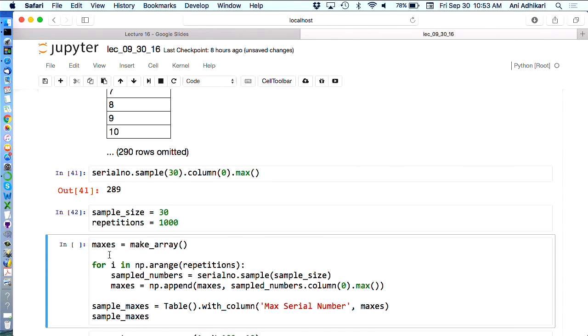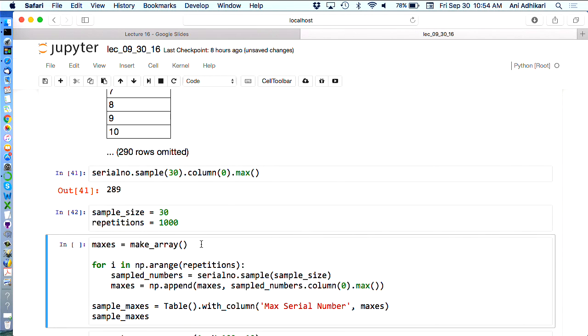Okay, we start with an empty array of the maximums. We will 1,000 times do the following. Take our serial number table, sample 30 times. Stick that in a table, calculate the max of the sample serial numbers and append it to this array. And then we are going to look at that table of maxes that we got. Okay, so look at the code, please. Questions?